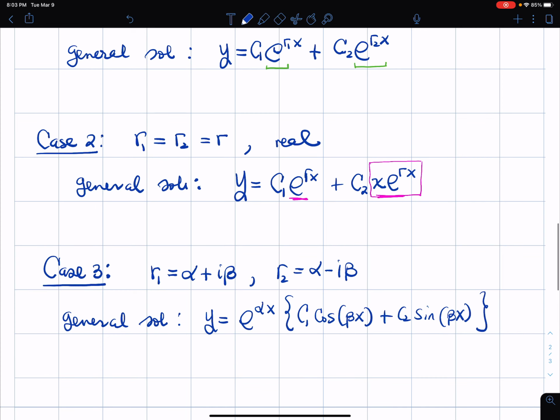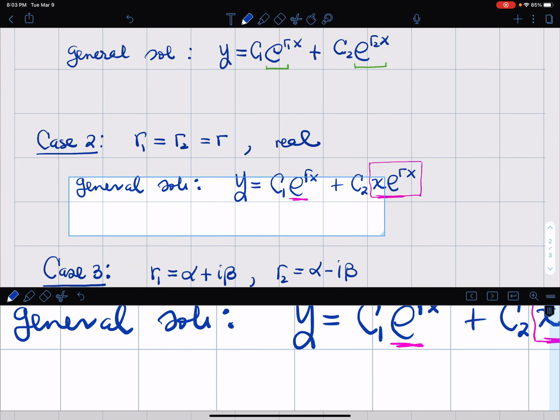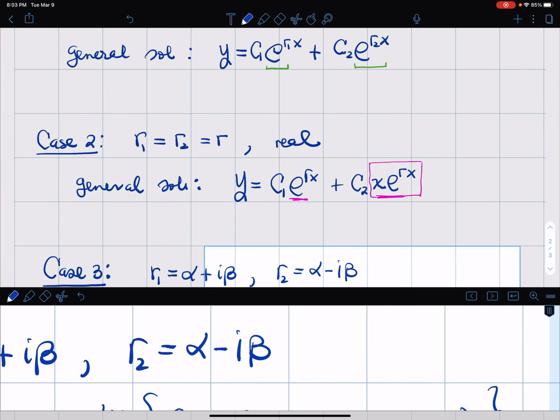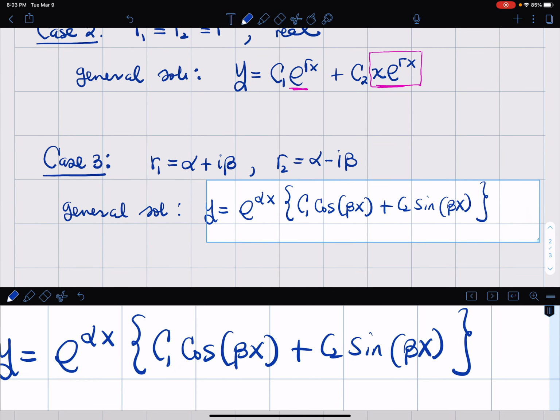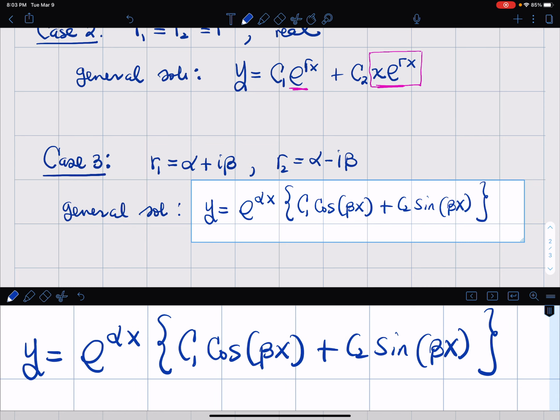So the first one is pretty clear. Case 1 is pretty clear. In case 2, the first part of it is clear. The second part is not that clear. Case 3, it almost looks like everything is not clear. But trust me, this is the right solution, and I'm going to discuss it in another video.